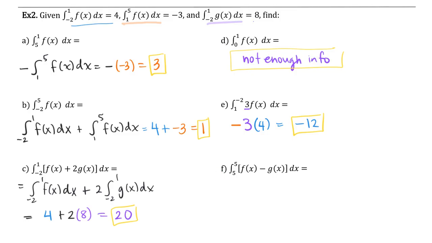Okay, for f, the integral from 5 to 5 of f of x minus g of x dx. As long as those functions are defined, this is automatically going to be 0, so I'm not even going to look at the information given.